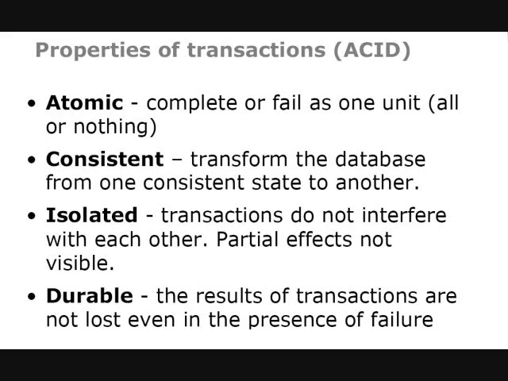One of them is that they have to be atomic. So ACID stands for atomic, consistent, isolated, and durable. So those are the properties that a transaction must have, that the DBMS must guarantee. One of them is atomic. So that means that it either completes or fails as one unit. All of the operations in it are seen as one atomic component. It completes or it fails. It is all or it is nothing. You don't partially complete a transaction.